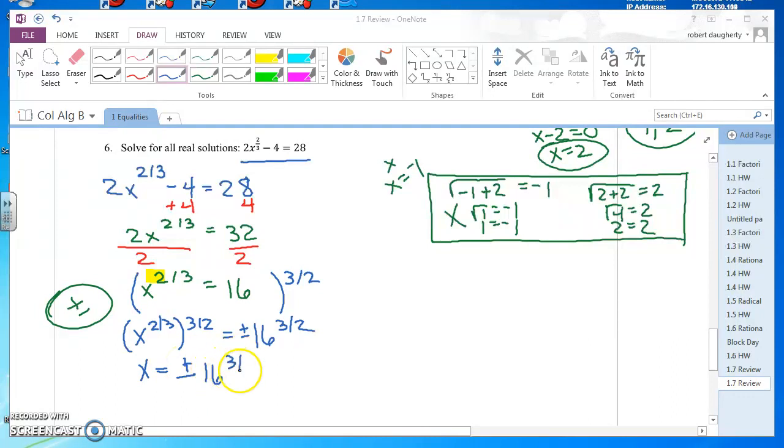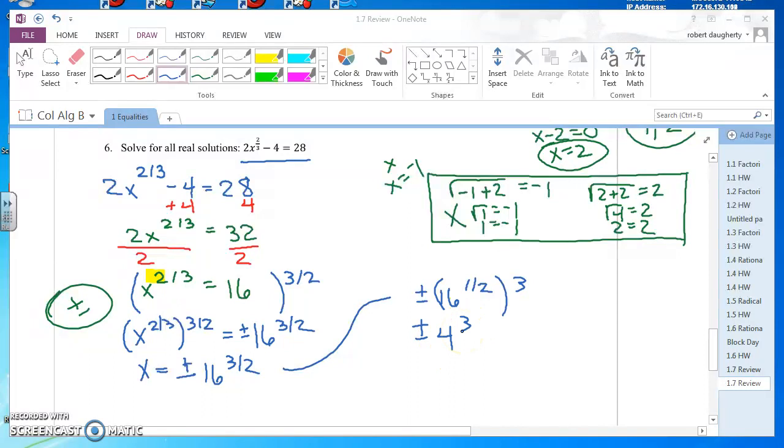16 to the 3/2. And the way you look at 16 to the 3/2, the bottom of the fraction means the root. So I want to take the square root of 16 and then raise that to the 3rd power. So this is plus or minus 16. So I take the square root, and then I'm going to cube that. So the square root of 16 is 4. So this is plus or minus 4 cubed.